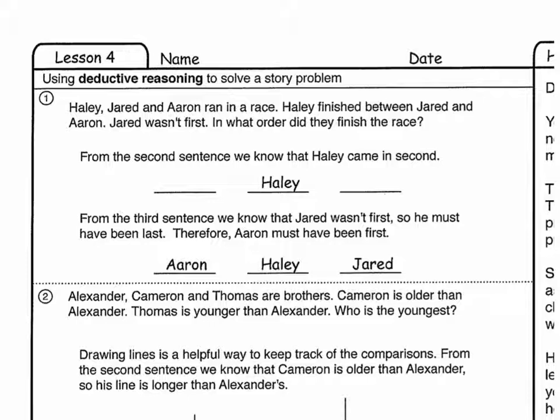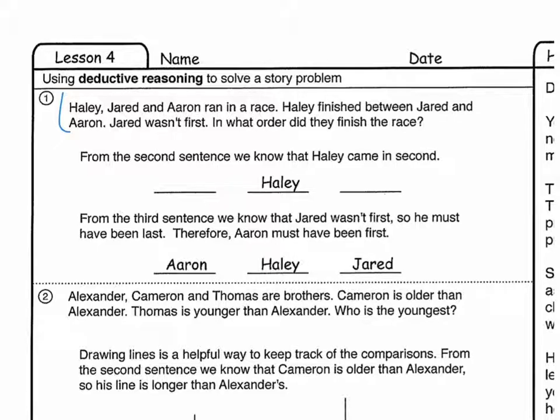So let's take a look at number 1. It says Haley, Jared, and Aaron ran in a race. Haley finished between Jared and Aaron. Jared wasn't first. In what order did they finish the race? Okay, so what we're going to do is take these clues and make little marks, basically, on the paper somehow to represent what we're reading.